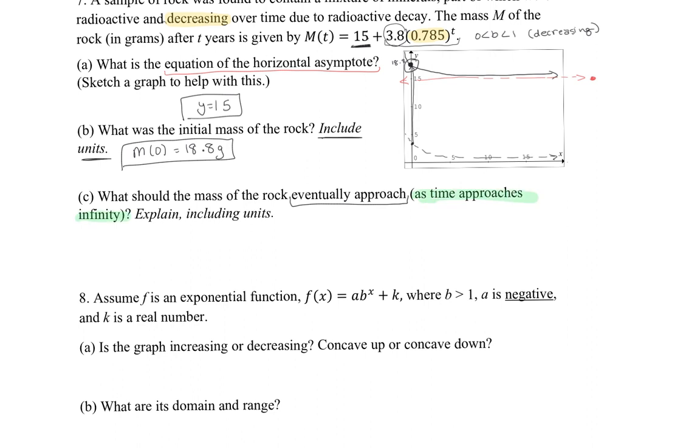So the way we can look at that is as the limit as t approaches infinity, so as time approaches infinity, of our function m of t, oh my gosh, let me redo that. The limit as t approaches infinity of our function m of t is going to be 15. So the mass of our rock eventually should be 15 grams.